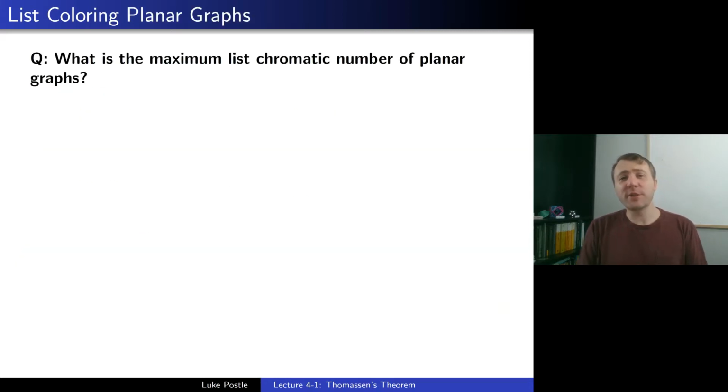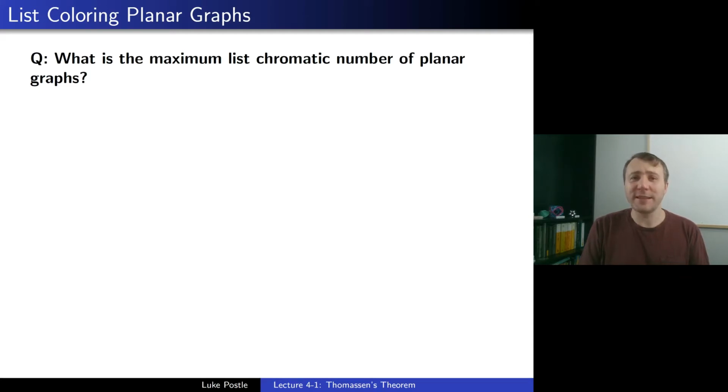Now here's the question for today. What if we want to list color planar graphs? As you may know, for ordinary coloring of planar graphs, we have the four-color theorem, that the maximum chromatic number of planar graphs is 4. We'll talk about that a little more in the rest of the week. But the question for today is: what is the maximum list chromatic number of planar graphs?